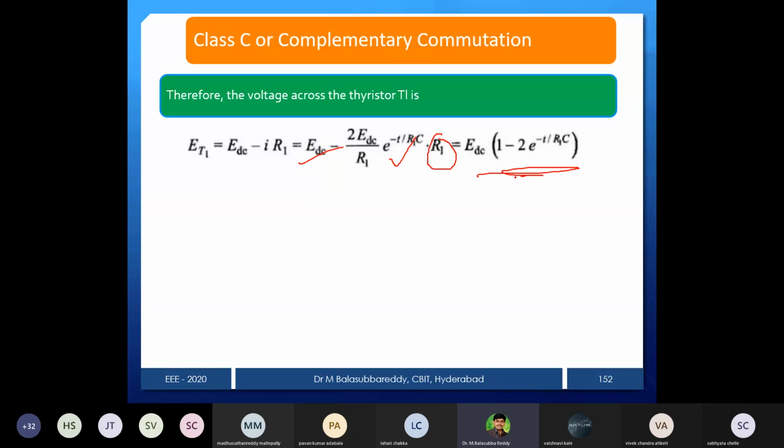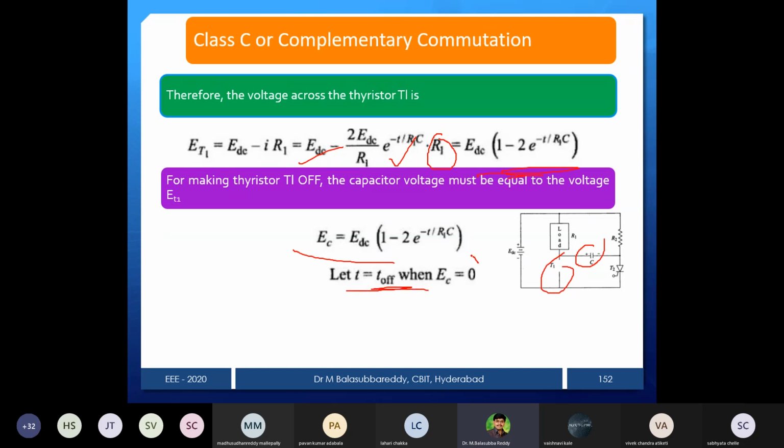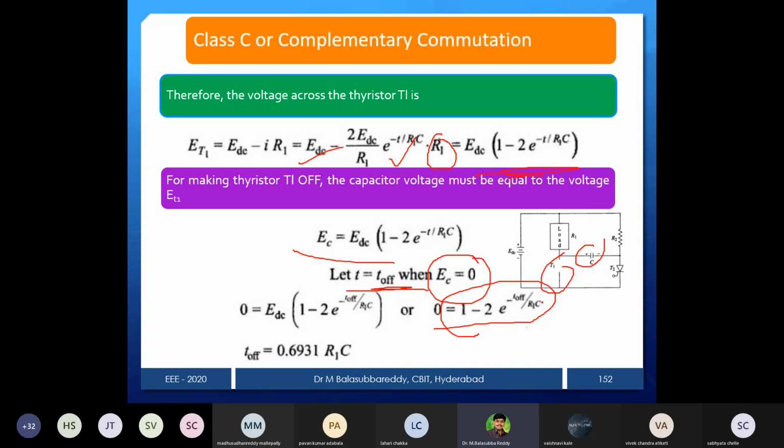You can see T1 is going to be turned off, and hence EC. This voltage is the same as this voltage, and we get VC is equal to VDC at t is equal to t off. The capacitor voltage will be 0, reverse voltage applied. So from that we get 0 is equal to 1 minus 2 into e power minus t off by R1C. From this we can get t off, and this is the formula for t off. R I want is C.